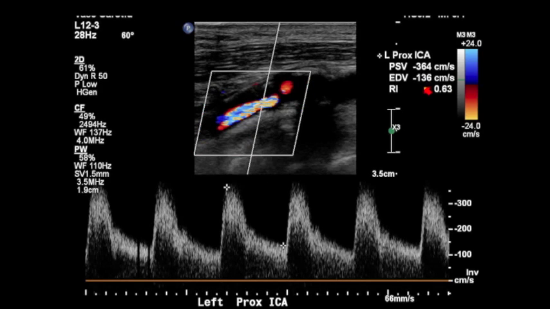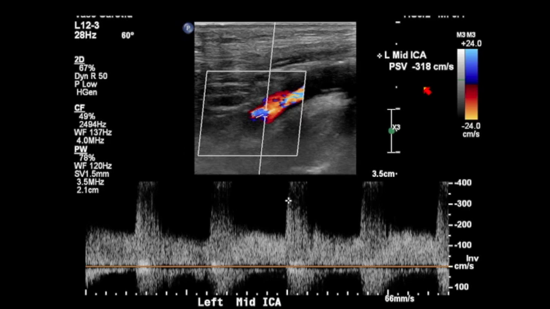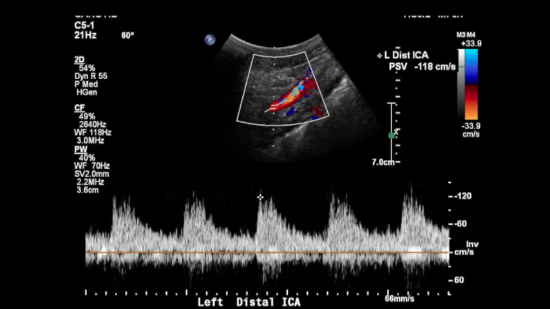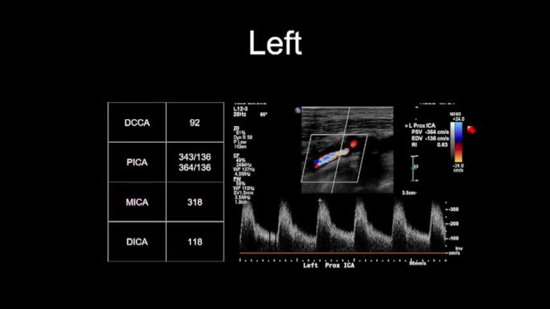Really an easy diagnosis, I think, for everybody. Here's the downstream turbulence. It's got all the criteria, and then as it goes down, the velocity heads back down to 118. So it's got all the goods we need for calling this a 70 to 99% stenosis, right? Anybody have a problem with that?